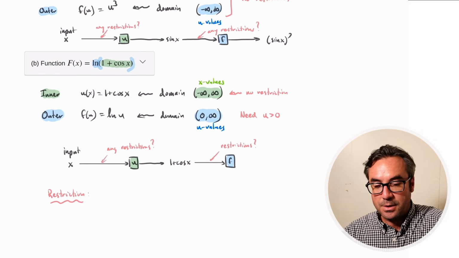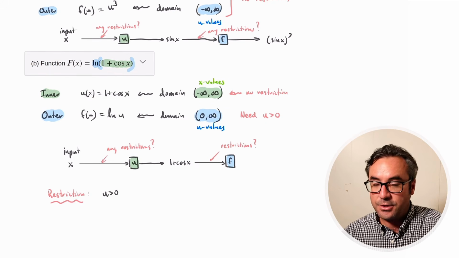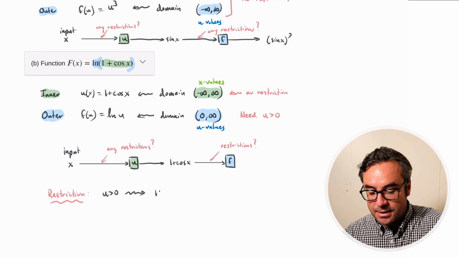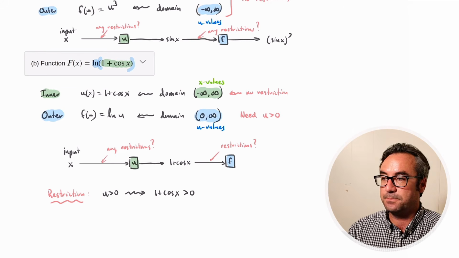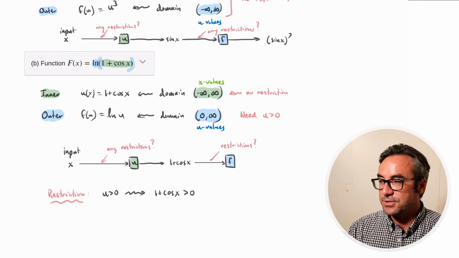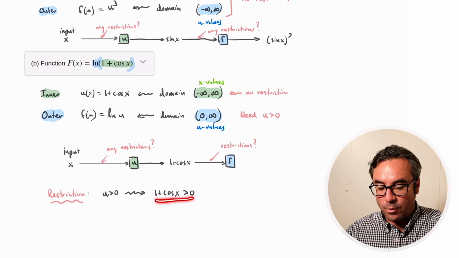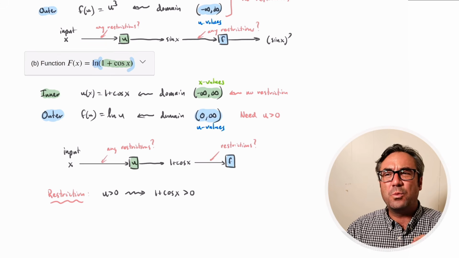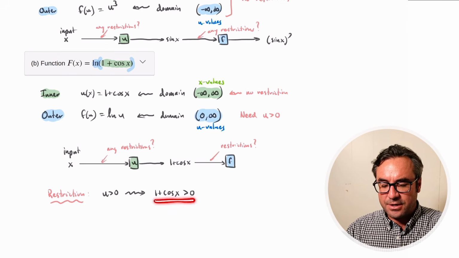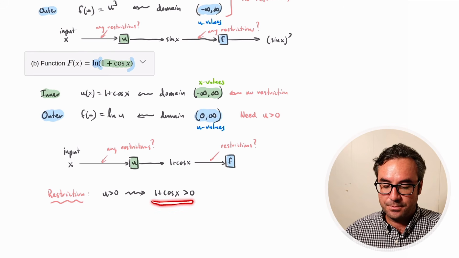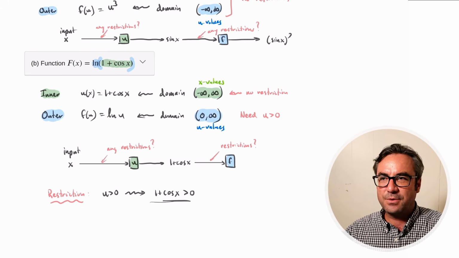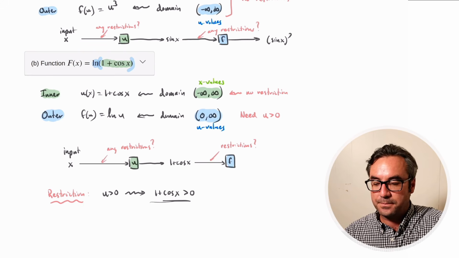So what is it? Well, the restriction, I normally need u to be greater than 0. But if we fill in what u actually is, u is 1 plus cosine x. I need that whole thing to be greater than 0. And so we have to figure out where this inequality happens. Or maybe let's figure out where this inequality could not be true. So rather than trying to figure out where this inequality is true, let's figure out where it can go wrong.